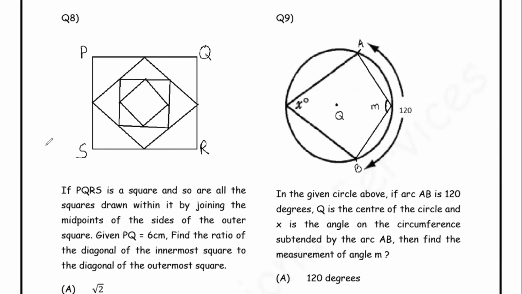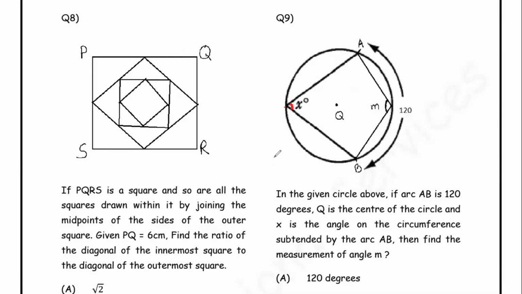Question 9 is that in the given circle above, arc AB is 120 degrees, Q is the center of the circle, and X is the angle on the circumference. That is this angle on the circumference, subtended by the arc AB. Then find the measurement of angle M.